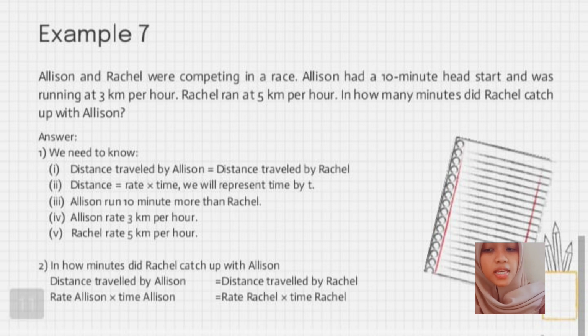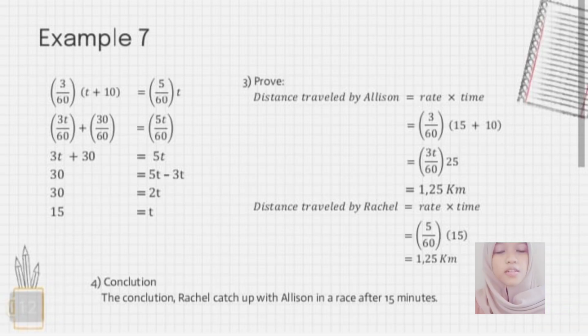Distance traveled by Alison equals distance traveled by Russell. Rate of Alison times time of Alison equals rate of Russell times time of Russell. And we have 3 over 60 times t plus 10 equals 5 over 60 times t. 3t over 60 plus 30 over 60 equals 5t over 60. 3t plus 30 equals 5t.